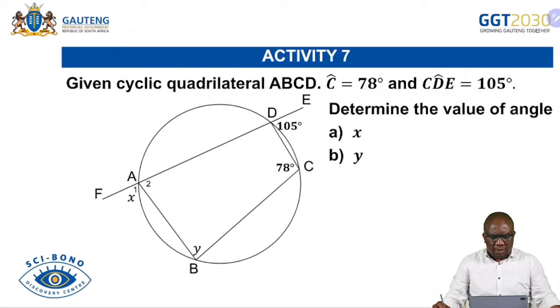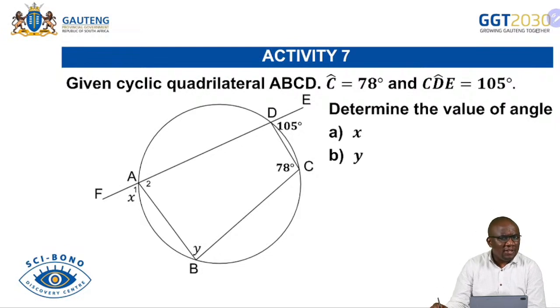Right, welcome back, grade 12s. Now let's look at the information. Given cyclic quadrilateral ABCD, and then we have angle C there, 78 degrees, angle CDE there, 105 degrees. What do you see? We're just given that it's a cyclic quad. Then you should be thinking about the exterior angle of a cyclic quad, and then opposite angle of a cyclic quad. Remember those things.